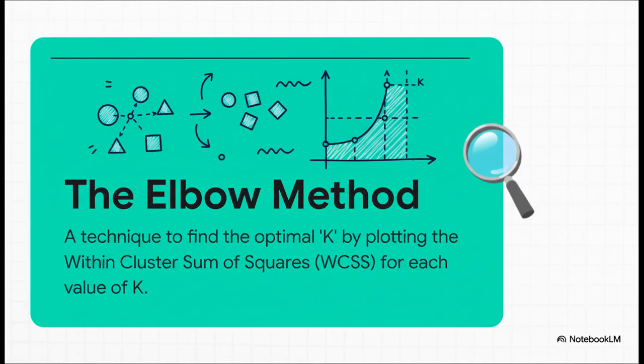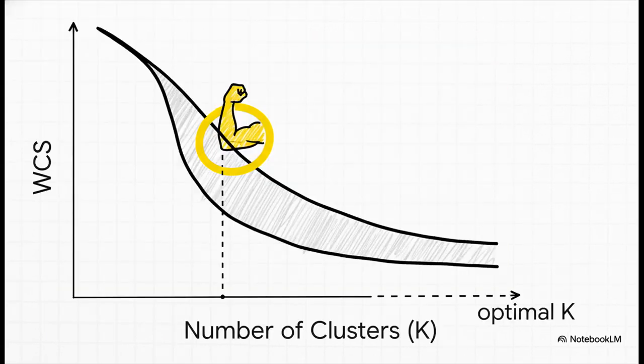You just run the K-means algorithm a bunch of times with different values for K. You might try K equals 1, then 2, then 3, all the way up to, say, 10. And each time, you measure how tight and compact the final clusters are. Then you plot those results on a graph. And what you're looking for is a bend in the line that looks kind of like an elbow. You see, the graph will usually drop really fast at the beginning and then start to flatten out. That elbow point is your sweet spot. It's the point where adding more clusters doesn't really give you much benefit anymore.